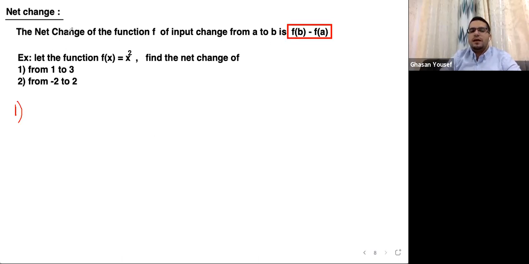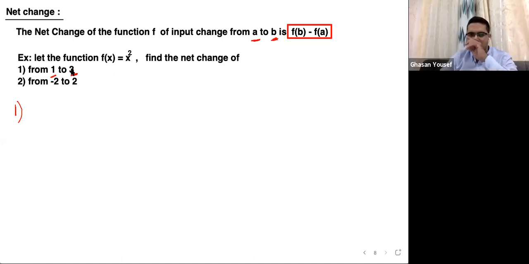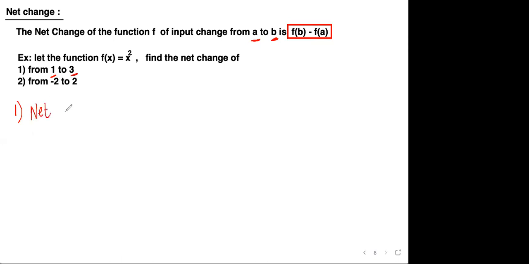Again, the net change of the function f as the input changes from a to b is f of b minus f of a. The same thing here. The question asks for the net change from 1 to 3. You should use the second one minus the first one: f of 3 minus f of 1. Okay, thank you. This is correct.